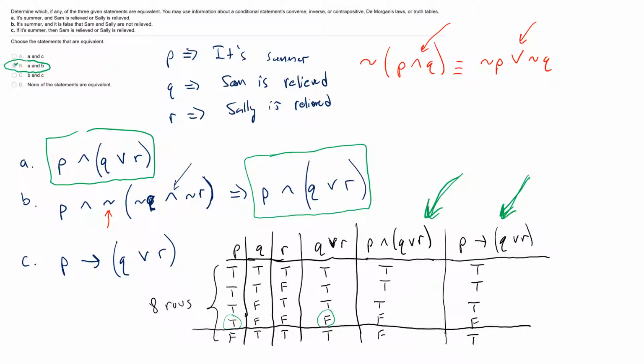Fortunately we didn't have to go all the way to 8, but I now see that this statement and this statement, answer choices A and C, are different on row 5. And who knows if they're going to be the same on rows 6, 7, and 8. Again, it doesn't matter. It only takes one set of conditions for them to not match to confirm it's not equivalent.